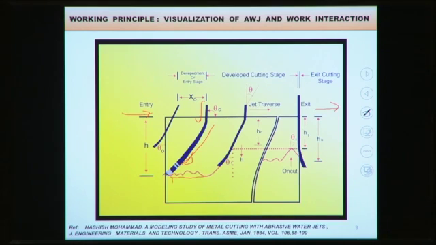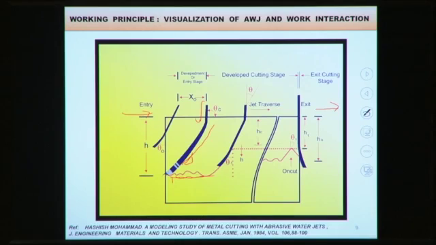We can see this kind of striations generated on the workpiece surface, which is unwanted. If you are making through holes with this abrasive water jet, then it is okay. But if you are making a blind machined surface on the workpiece, you can see this kind of striations generated on the workpiece surface. At the end, at the exit, this kind of striation is also generated.